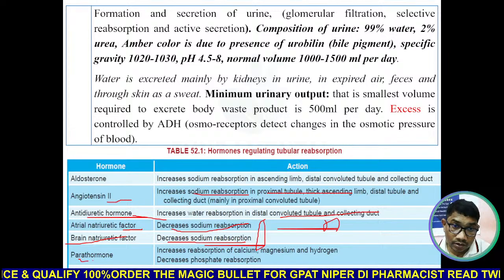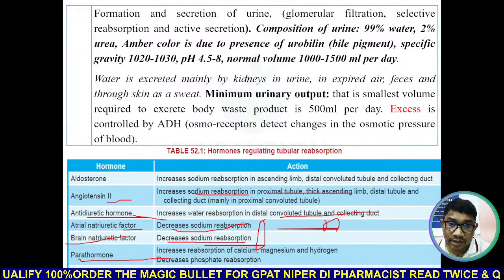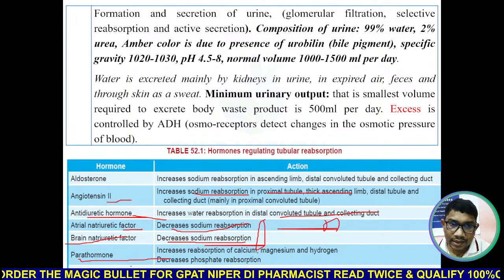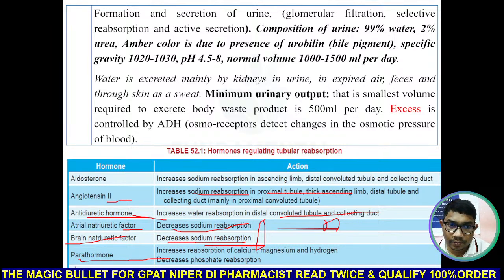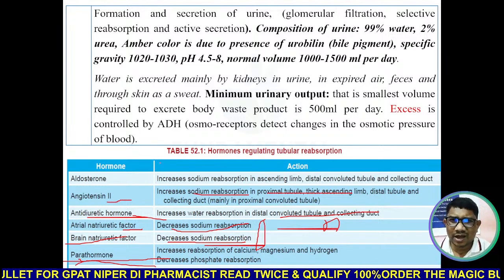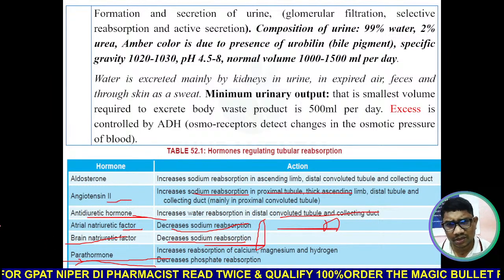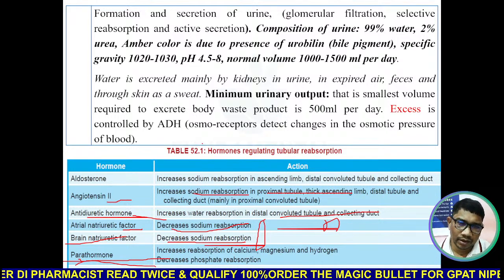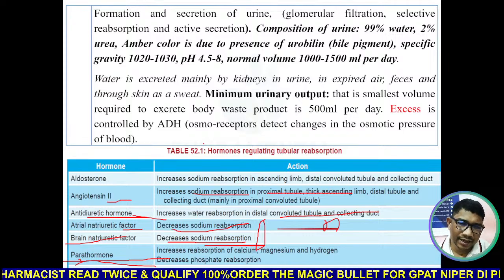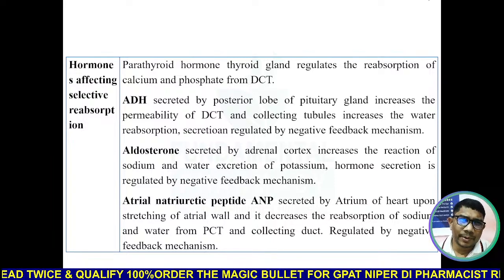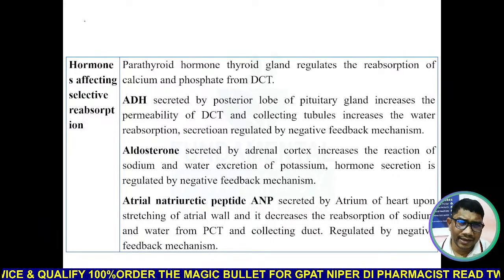Parathyroid hormone increases the reabsorption of calcium, magnesium, hydrogen, decreases the phosphate reabsorption. Calcitonin क्या करता है, calcitonin decreases the calcium reabsorption. These are the hormones which play important role in the regulation of tubular reabsorption. मतलब किडनी में नेफ्रॉन में reabsorption किसका करना है नहीं करना है, वो रोल किसका है. Hormones affecting the reabsorption of ions.